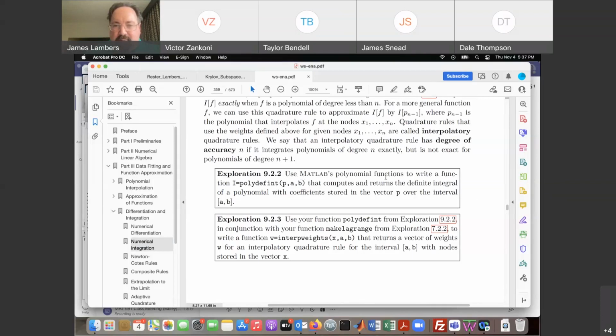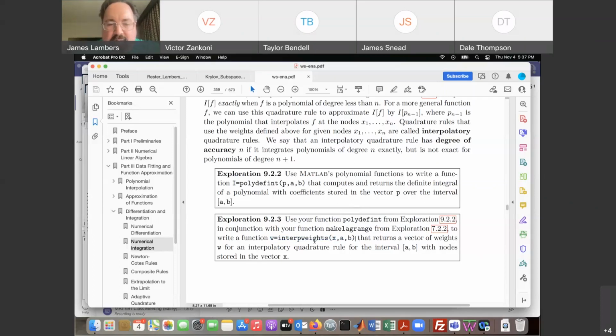And here you use certain polynomial functions that MATLAB has, and those are listed toward the end of the tutorial, that make this function quite easy to work out. And then this problem builds on this one, and another function from a previous assignment, make Lagrange, to implement this function, interp weights.